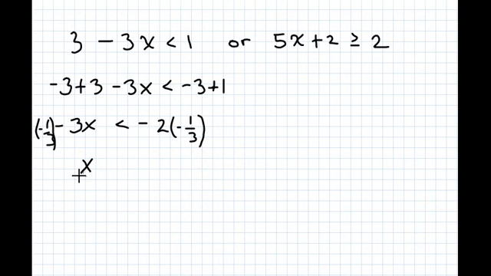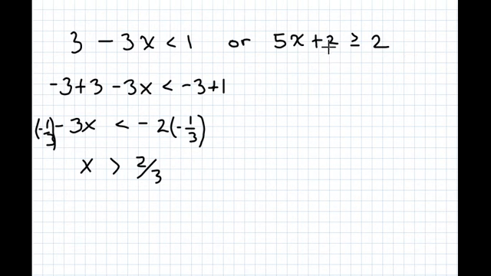So we end up with x. Now, because we're multiplying through by a negative, we got to remember to flip this inequality. So this becomes a greater than sign, and negative times a negative is positive. So we got x is greater than 2/3. Now, let's go over here and work on this one.